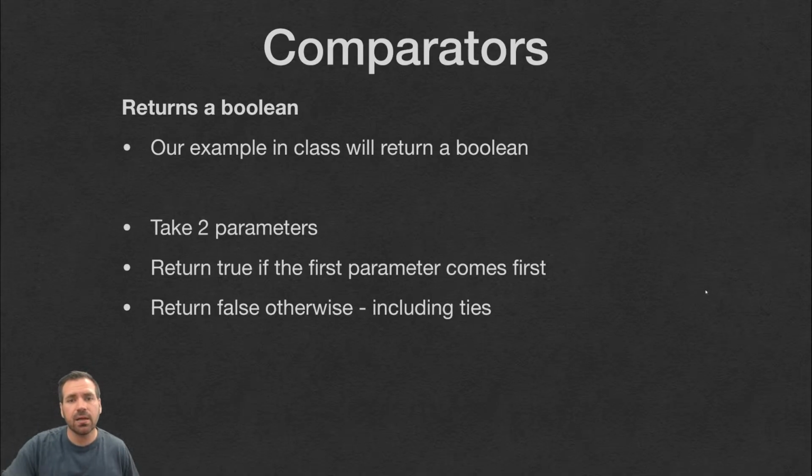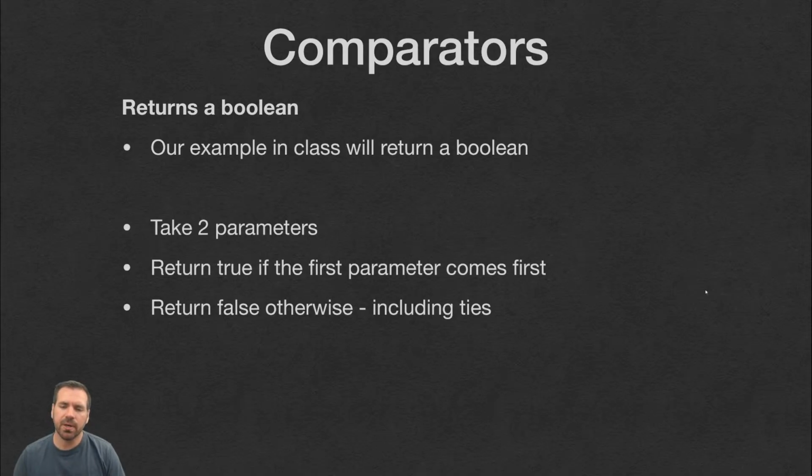So the style of comparator that we'll work with returns a boolean. What this will return is true if, and this will be a method that just takes two references. There won't be a calling reference and a parameter reference. They'll both be parameters. So if the first parameter comes before the second one, return true. Otherwise, return false. So a much simpler description, much simpler setup.